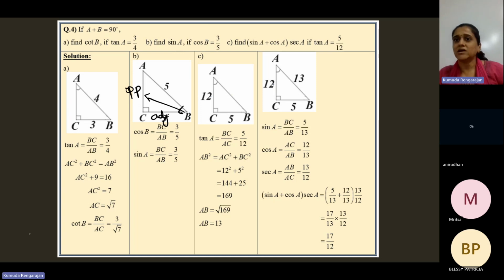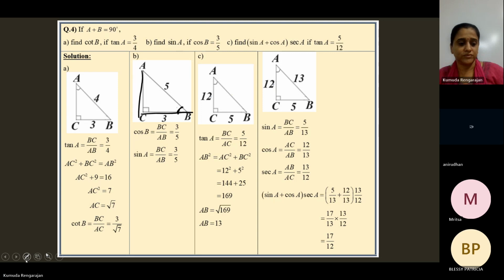For angle A, one side is opposite, the other one is adjacent. But for the other angle, it will be the opposite. Correct? For angle A, this is the opposite side, this is the adjacent side. But for angle B, this is the opposite side, this is the adjacent side. All of you get that? So we didn't find AC here because it's not needed.